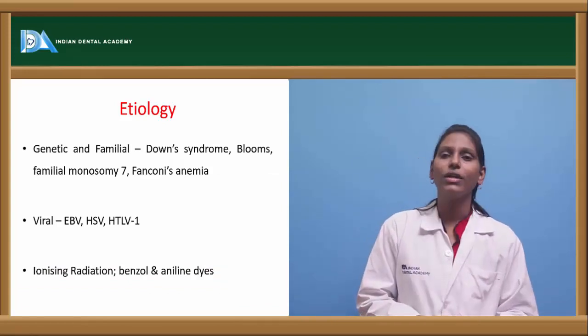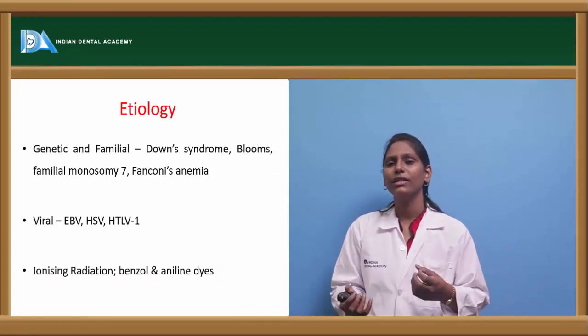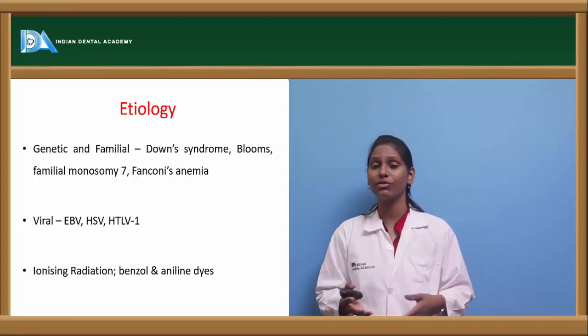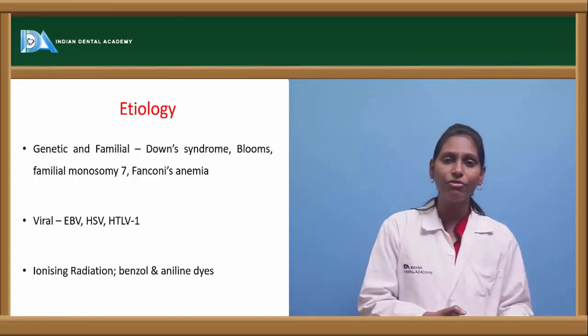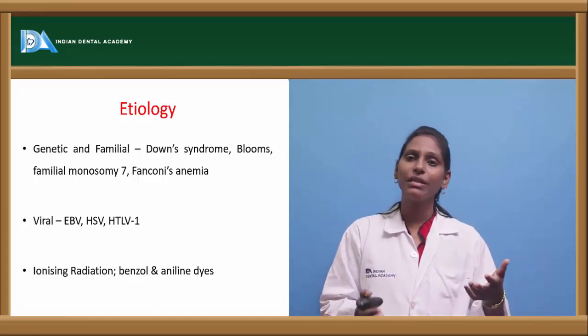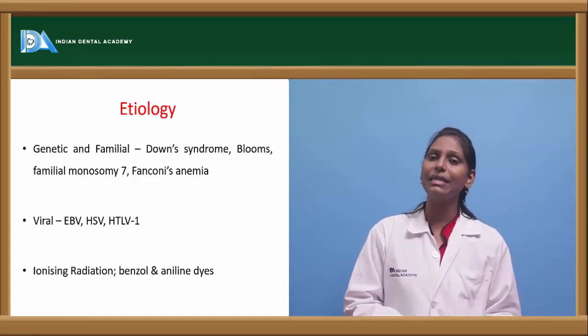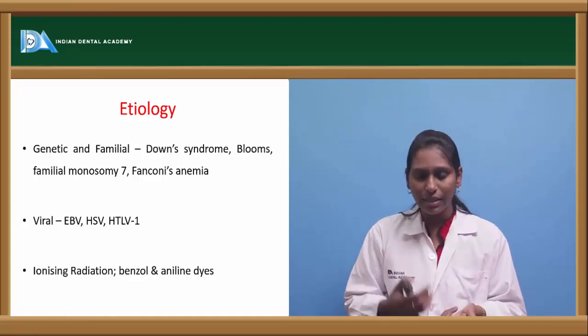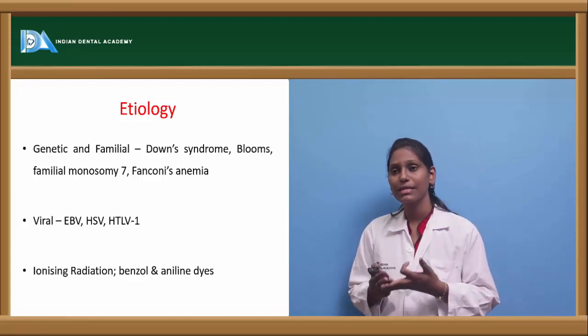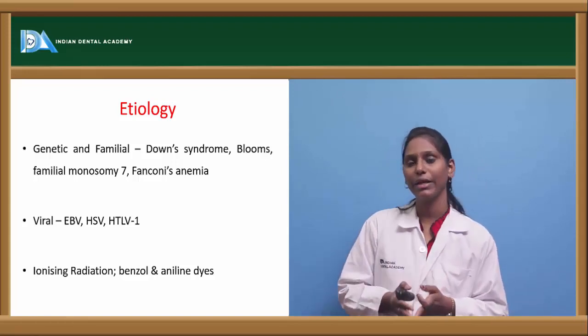Before coming to etiology, leukemia could involve cells of different lineages, for example the lymphoid lineage and the myeloid series. In the lymphoid lineage, usually the lymphocytes and lymphoblasts are affected. In the myeloid series, we see the erythrocytes and granulocytes being affected, and also the monocytes and platelets.